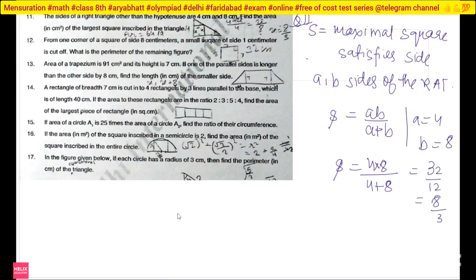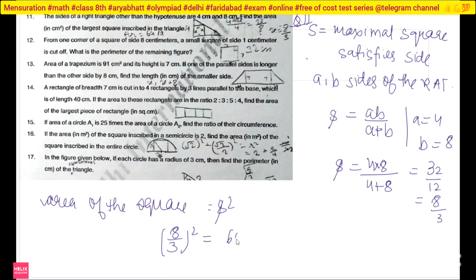Now the area of the square will be what? Side square, and side is 8 by 3. So it becomes 8 by 3 whole square, or it is 64 by 9, or approximately you can write 7.11 centimeter square. Okay.